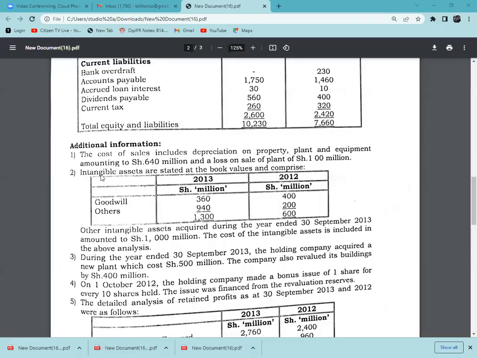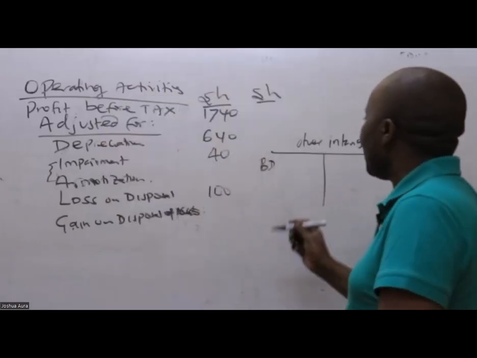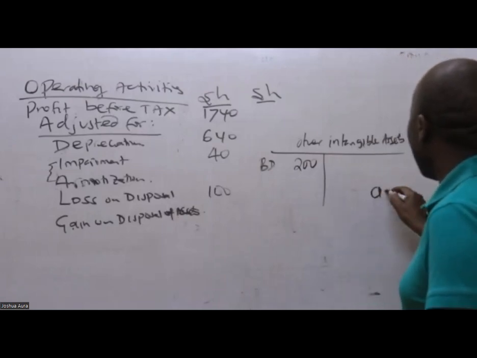So other intangible assets, you can see intangible assets are set at book values. At the beginning, we had 200, at the end, we had 940. So come and give us a T account if you wish for other intangible assets. The other intangible assets is an asset brought down. I can see 2012, 200 versus 940, so brought down 200 versus a carried down of 940.